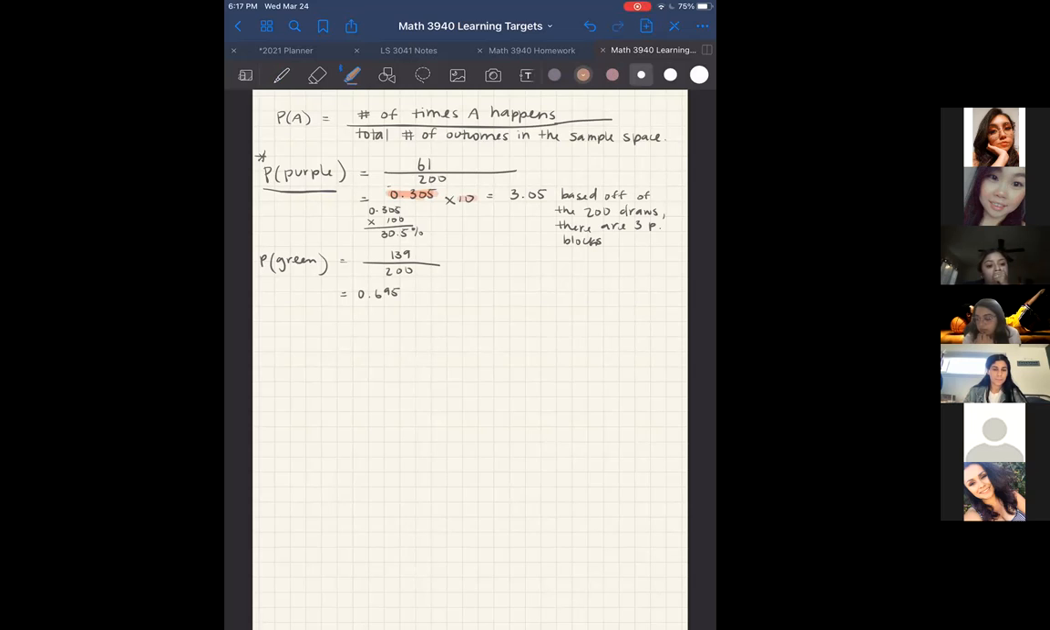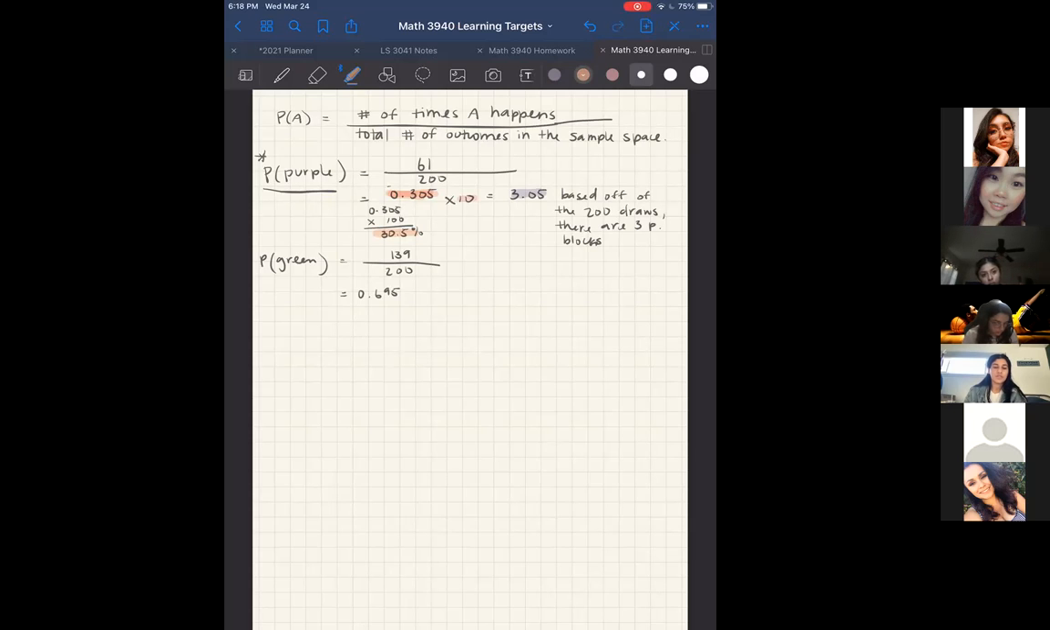And then later on in the problem, she asks how many purple blocks there are. So to find the purple blocks, we multiplied it by 10, and this is how many purple blocks there are. And if she's asking for a percentage for the probability, we will multiply it by 100 to get the percentage, 0.305 by 100 to get 30.5%.